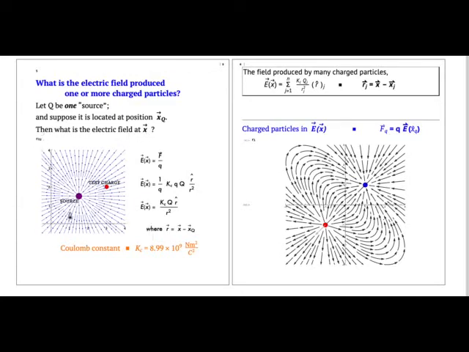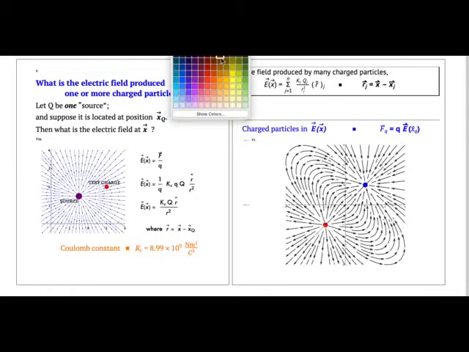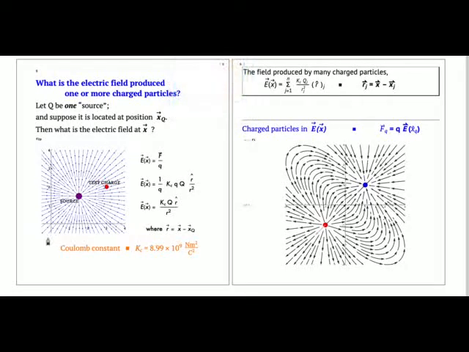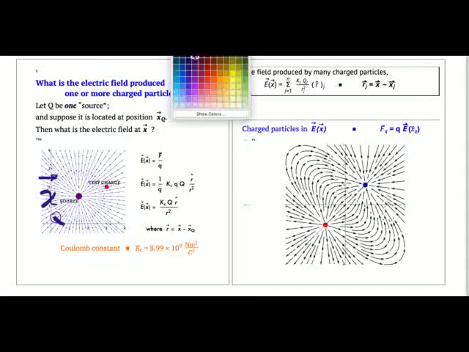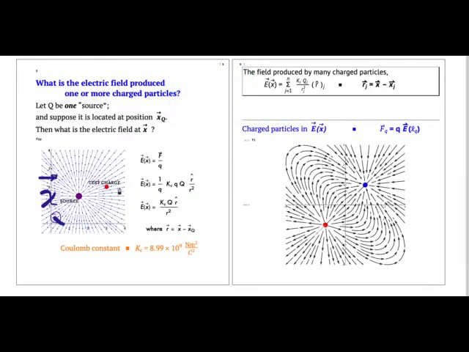So here's the picture. We have a source here. And let me put its position in purple. So that's the position x sub Q. That's the position of the source. And now I want to know, put it in a different color, what's the electric field at this position, some position x.